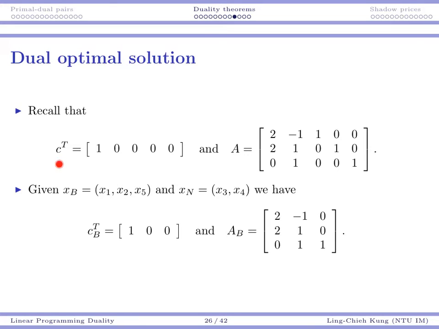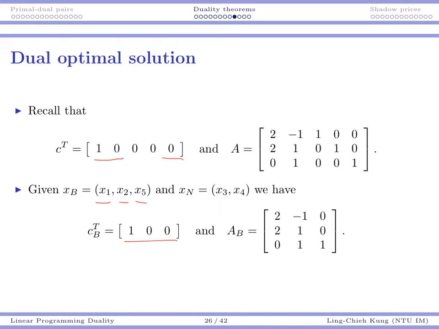So I'm going to take a look again at C transpose and A. They have nothing to do with my optimal tableau. When I formulate the primal program, I get these values. But now I need to use my optimal tableau to get XB, and XB are the variables in my basis. Then I'm going to take column 1, 2, and 5 from C transpose and A. For column 1, 2, and 5 here, I get 1, 0, 0.